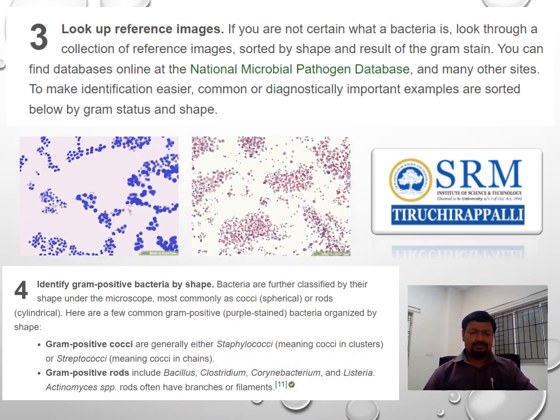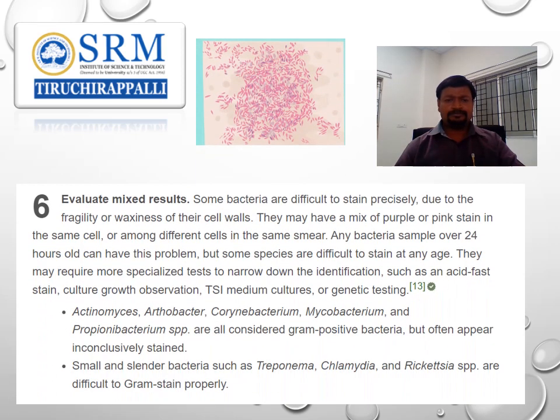The first one is a purple-colored Gram-positive organism. The other is a pink or red Gram-negative bacterium. Now evaluate mixed results. Some bacteria are difficult to stain precisely due to a fragile or waxy cell wall. They may have mixed purple and pink staining, either within the same cells or among different cells of the same species.